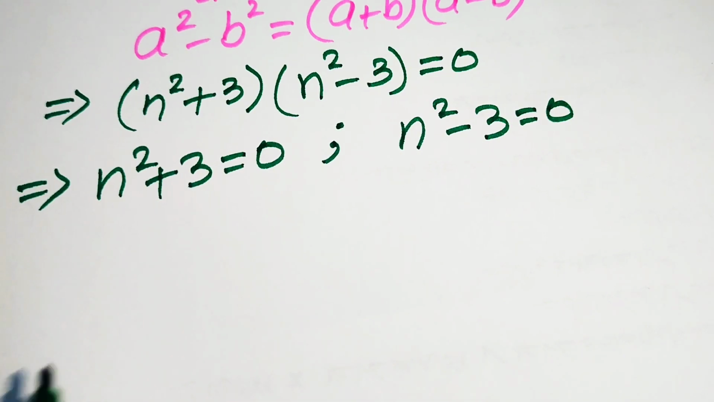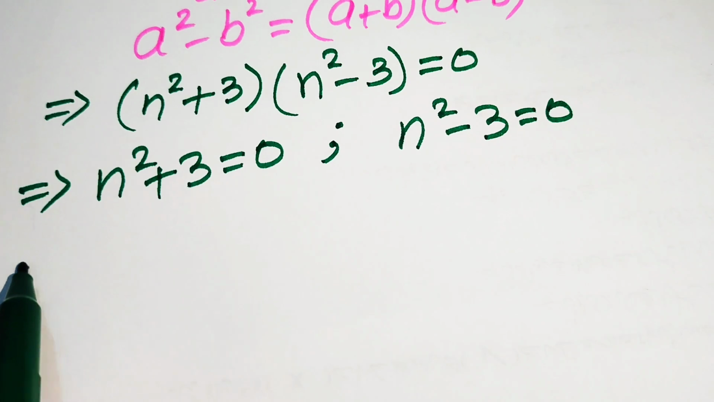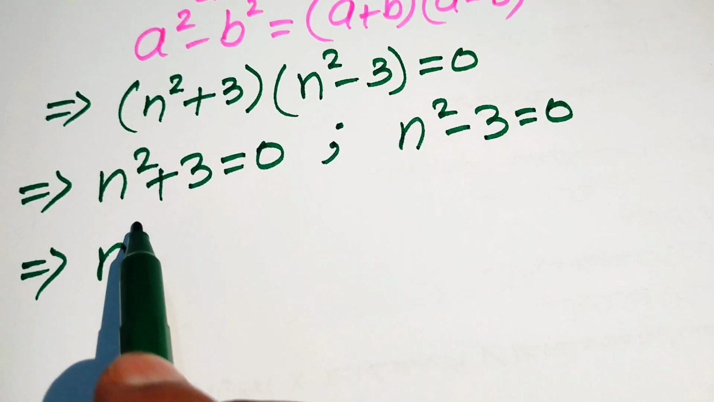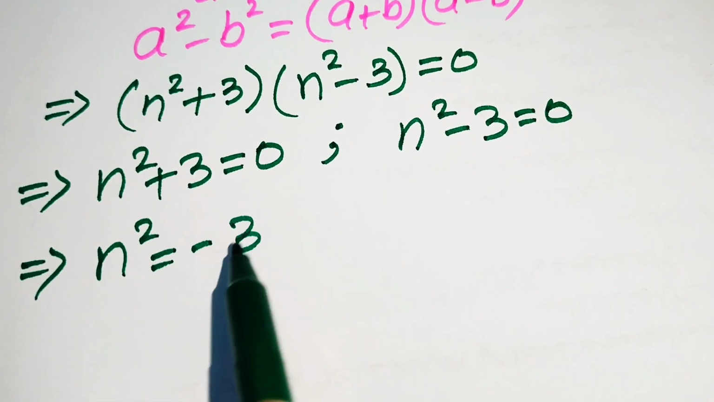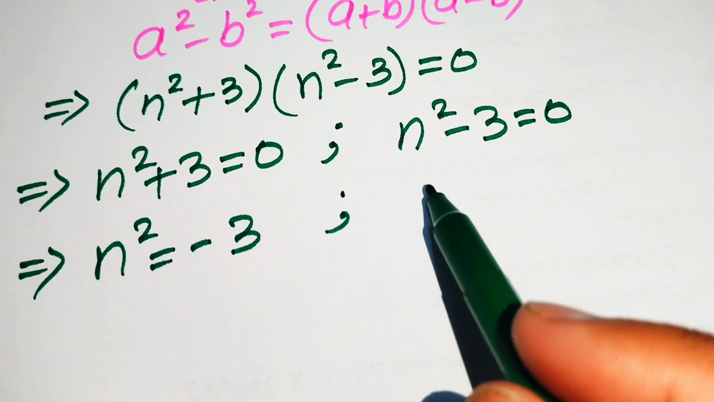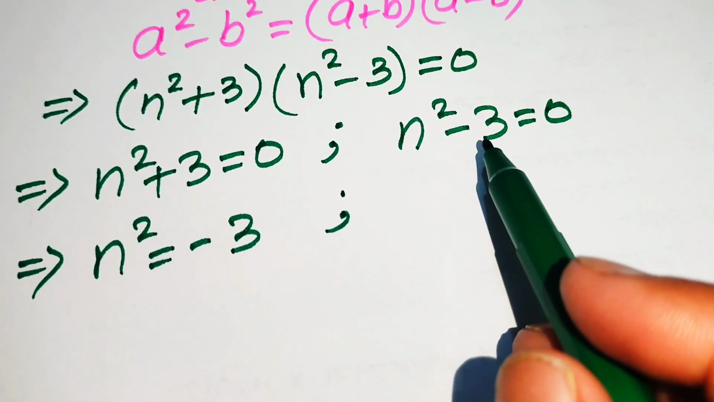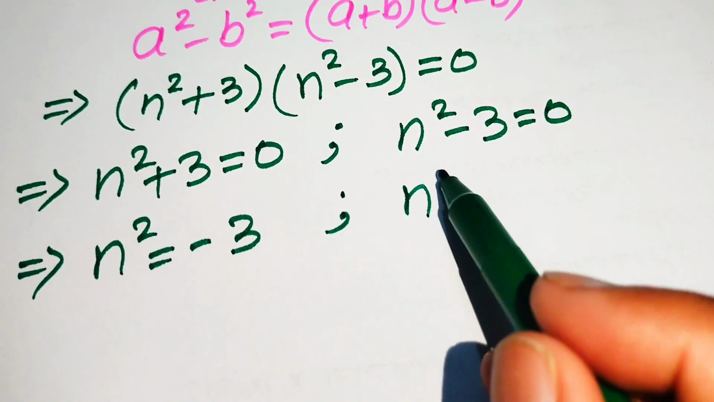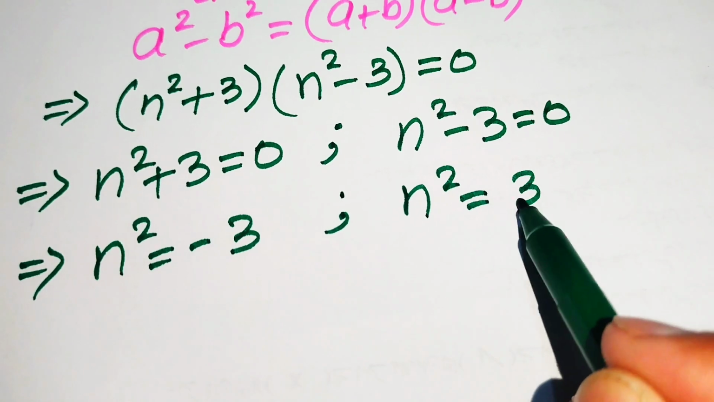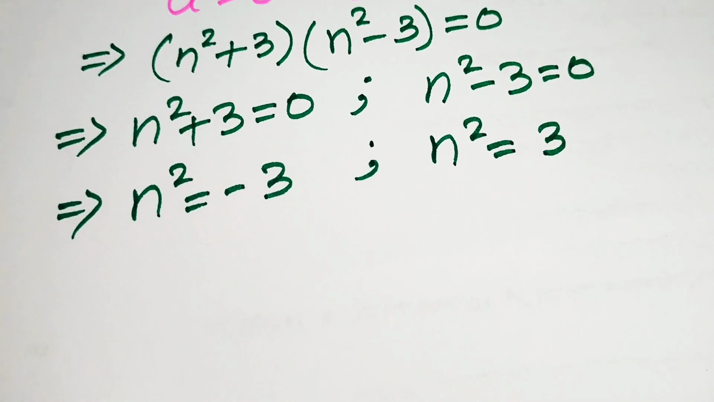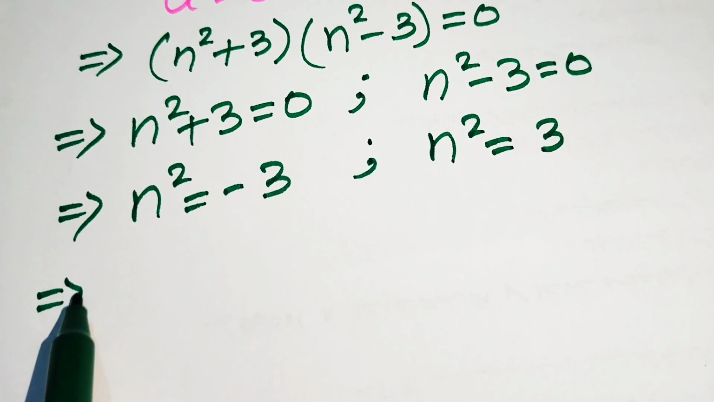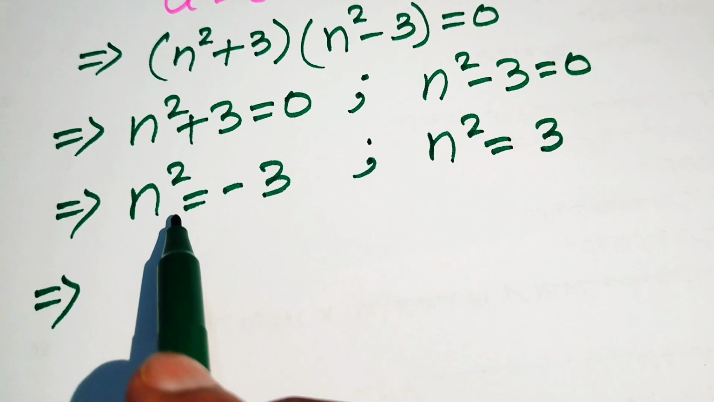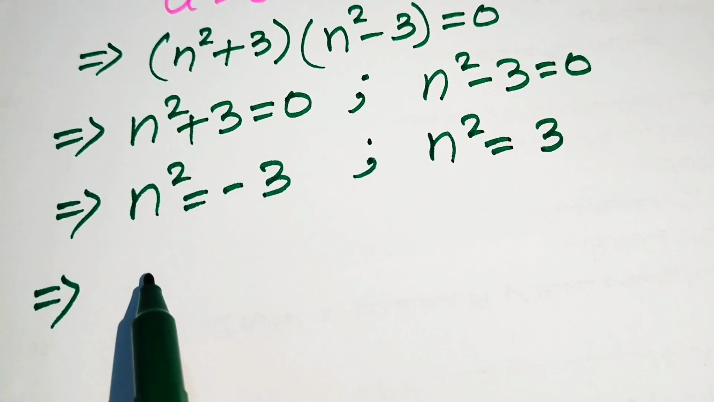So these are the two cases, and now we solve these two cases and find the values of n. First we move this plus 3 to the right hand side, and it will be written as n square equals minus 3. In the second case we move this minus 3 to the right hand side, and it will be written as n square equals plus 3. So in the first case, in order to find the value of n, we need to take the square root on both of the sides.